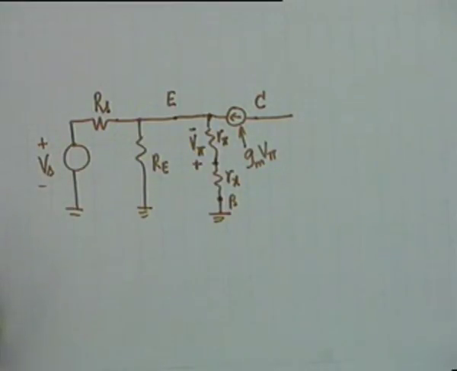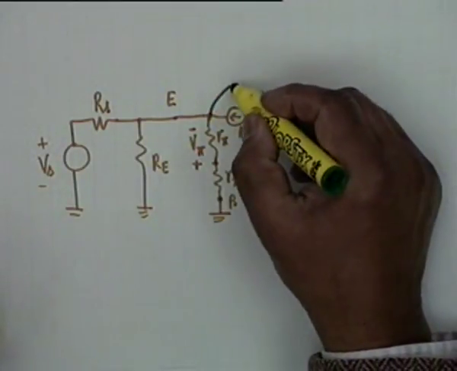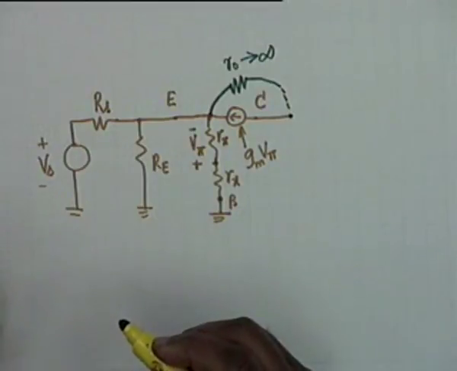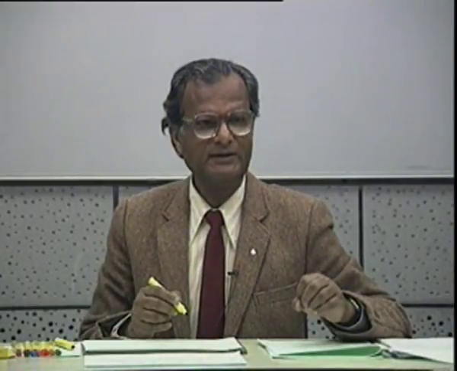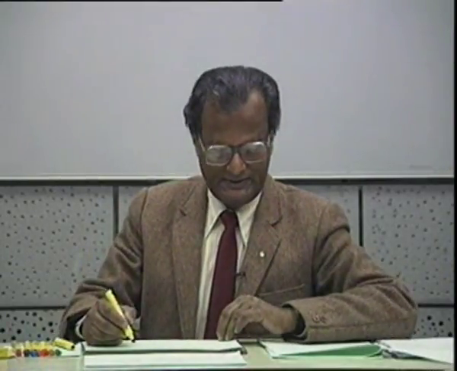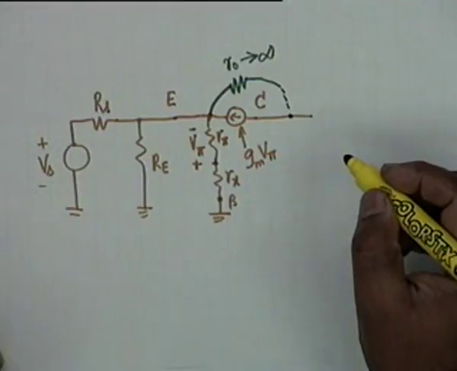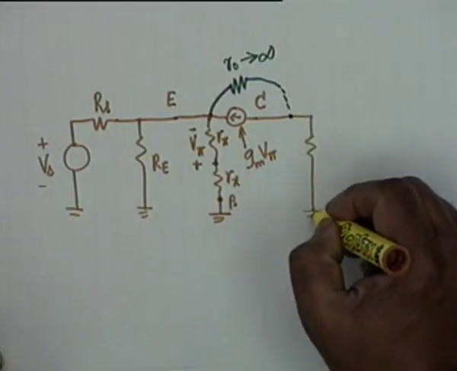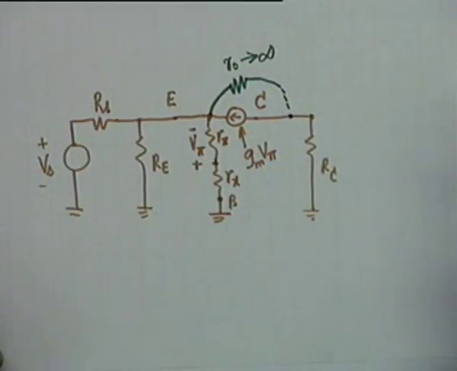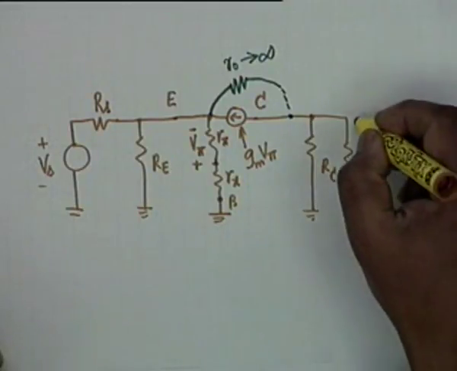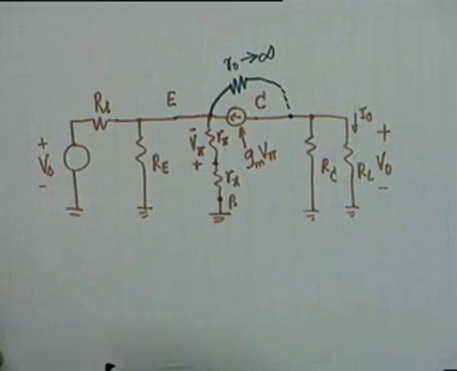In addition, we have this inevitable R0, which I shall show as a dotted connection, and we will assume that R0 goes to infinity in order that it does not complicate matters. R0 is of the order of, for the example that we have been considering, 139 K, and mostly it can be neglected. From the collector, then, you have RC going to ground, and C2, the coupling capacitor, acts as a short, and therefore you have RL, this is V0 and this is I0. Okay, this is the equivalent circuit. What happened to R1?